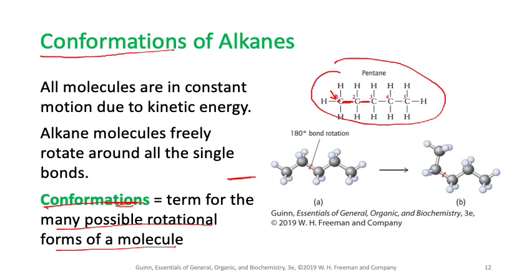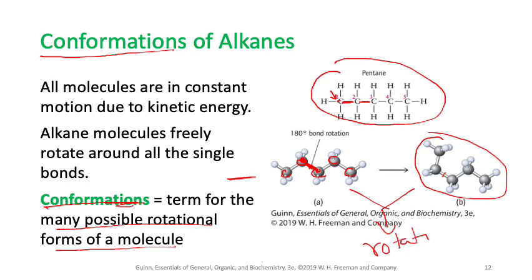For example, take this as an example. So this is carbon, right? And if I use this bond, and then I hold this carbon steady and rotate this carbon along this bond, you're going to get this structure. So these are the same molecule, but they are different because of their rotational shape, because they have different shapes due to the rotation of the single bond.